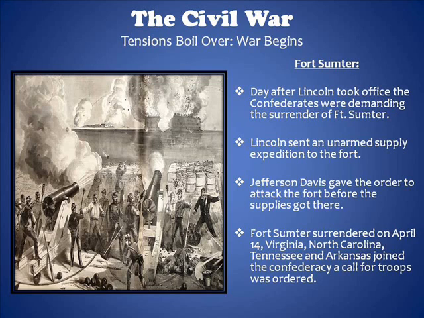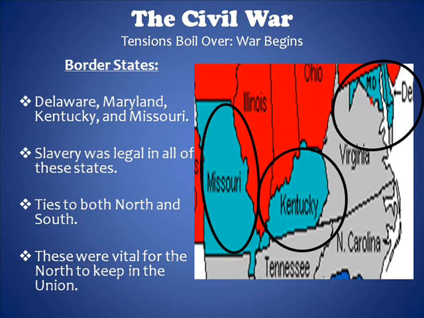President Lincoln then issued a call for troops, and volunteers quickly signed up. Meanwhile, Virginia, North Carolina, and Tennessee, along with Arkansas, voted to join the Confederacy, and the Civil War had begun. So now that the war had begun, for most states, choosing sides in the Civil War was easy. However, the border states of Delaware, Maryland, Kentucky, and Missouri were bitterly divided.